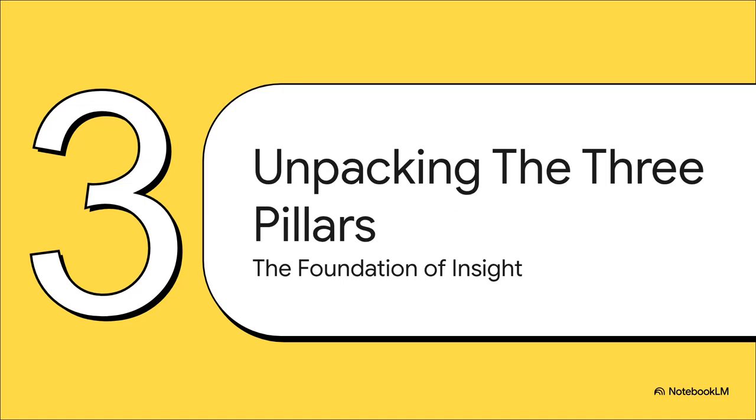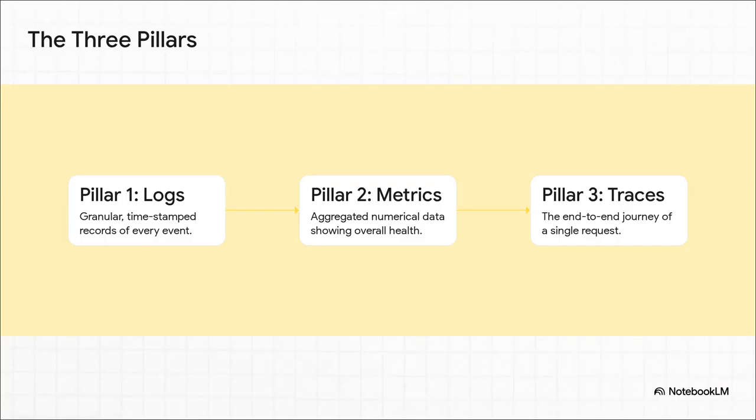Now, this superpower isn't magic. It's built on a really solid foundation of data, which really comes in 3 core types. So let's unpack these 3 pillars of observability. So these 3 data types, we're talking logs, metrics, and traces. They all work together to give you this complete, multi-dimensional view of your system's health. You can't just have one. Each one tells you a totally different but crucial part of the story.